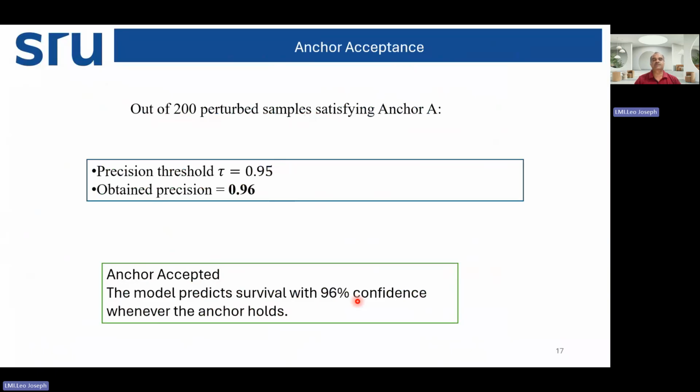This is the holding of the sample whenever the anchor holds. Anchor holds means the rules are satisfied. That is called holding of anchors. If the rule is satisfied, the model will predict with 96% accuracy. That's precision.